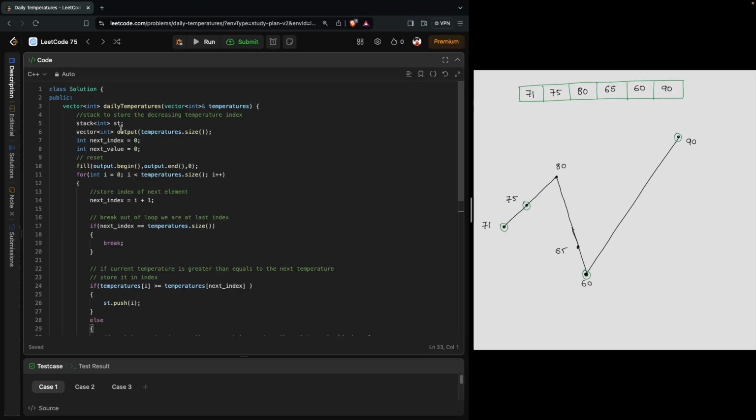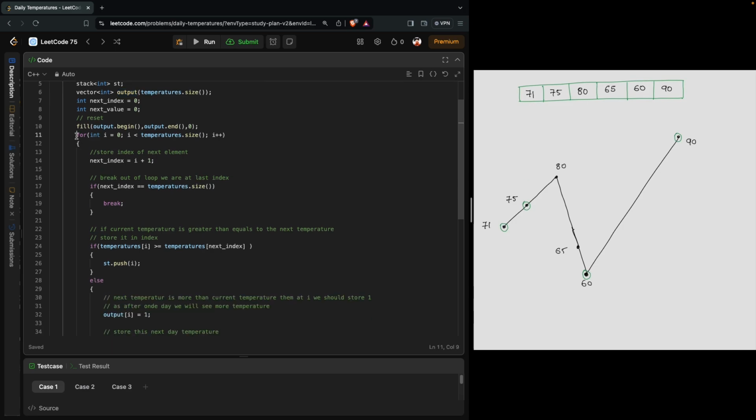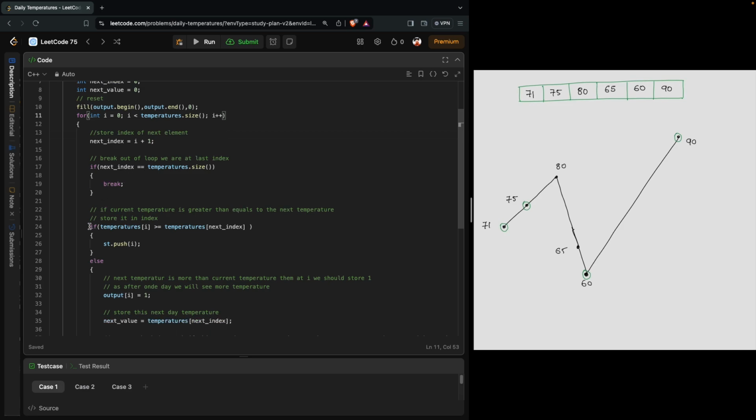All right, so this is the code, and we have a stack and the output vector. And if we see, we are simply running a loop on this temperatures vector, right? And here we are comparing the current temperature with the next temperature. This next index is i plus 1, right? So basically, if we are at 71, then we are comparing it with 75, right? Why are we comparing it with 75? Because we want to know if the values are increasing or decreasing.